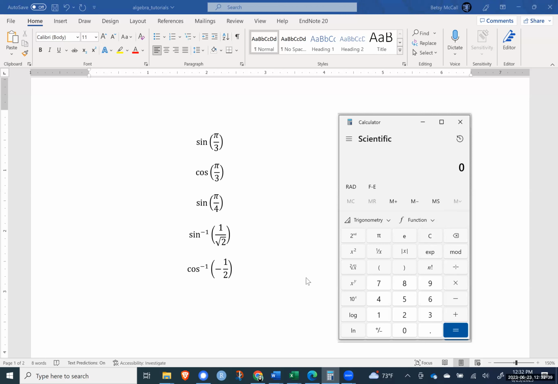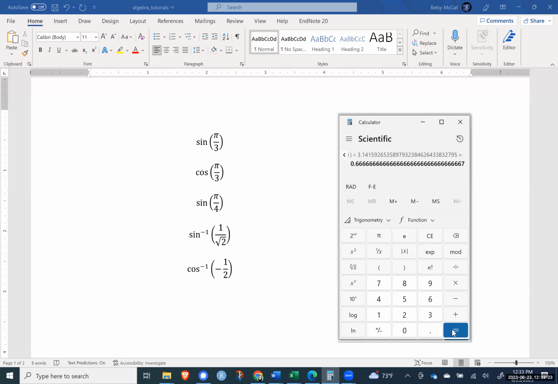So let's try the negative 1/2. So 1 divided by 2. Sorry about the lawnmower. Flip the sign. And then we do our inverse cosine. And we get this. What is that? Well, let's divide it by pi. And you get 0.666666, which is 2/3. So your answer is 2/3 pi, or 2 pi over 3.